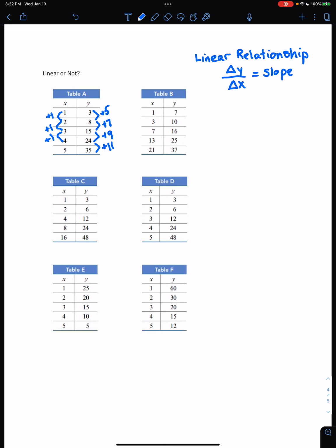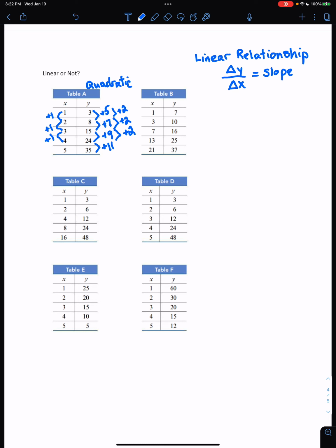If we want to dig a little deeper, if you remember back to our quadratic relationships, we can find a second difference. And notice that our second difference is consistent. It's always going to be plus 2. So table A is actually a quadratic relationship. Now, it's great if you can identify that as a quadratic relationship, but really we're just talking about, is it linear or not?